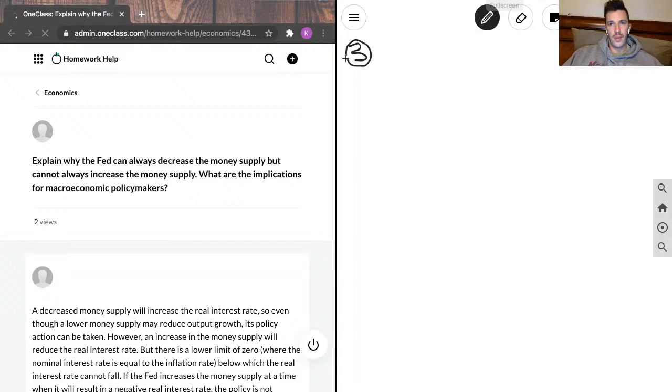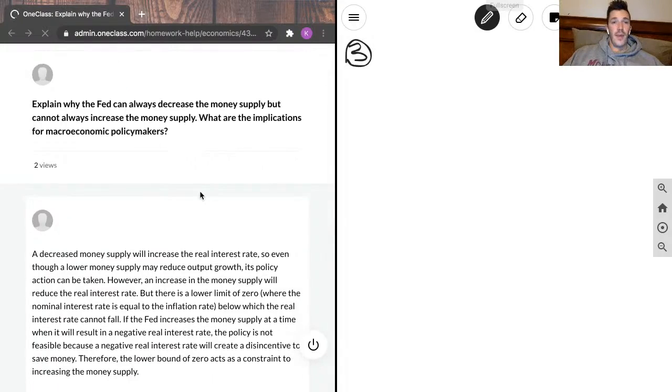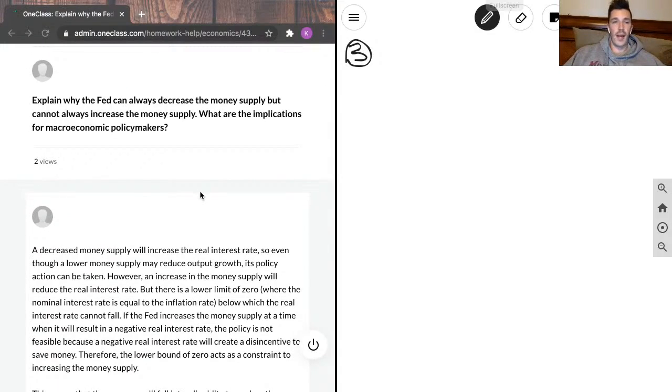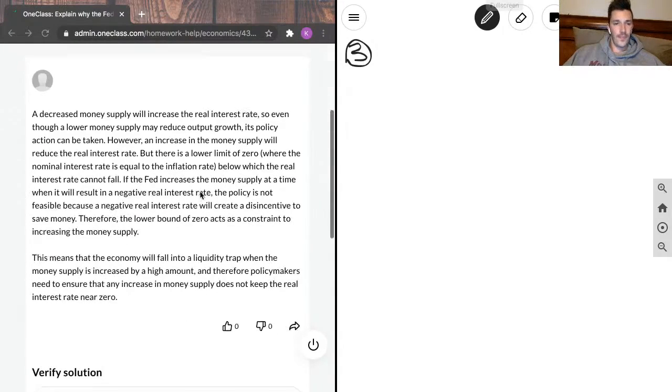On to question 3. Explain why the Fed can always decrease the money supply, but cannot always increase the money supply. What are the implications for macroeconomic policymakers?